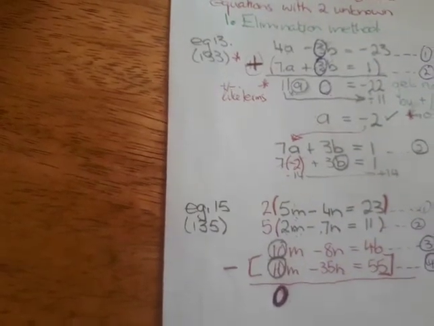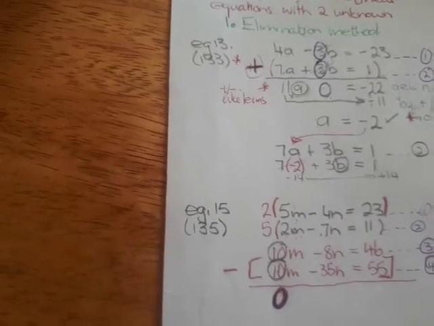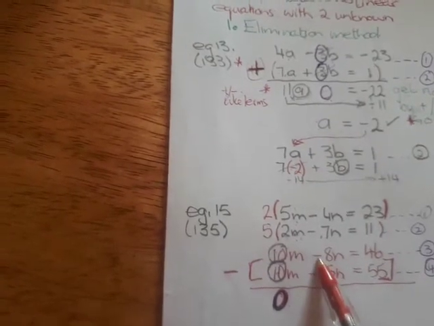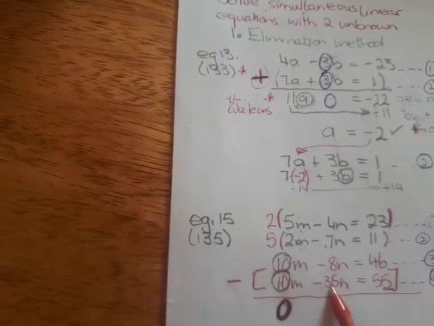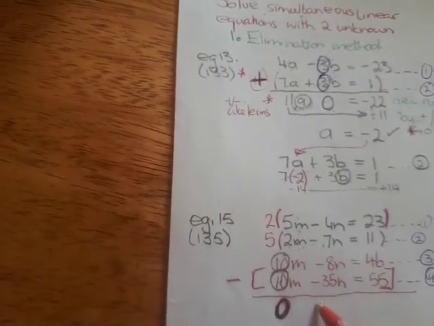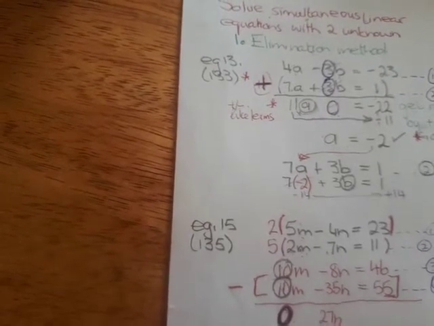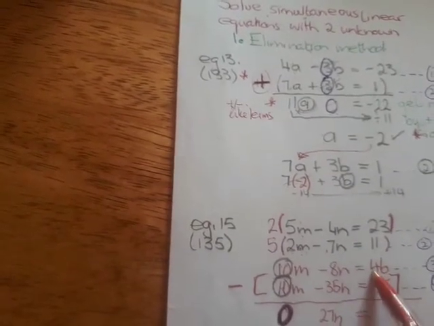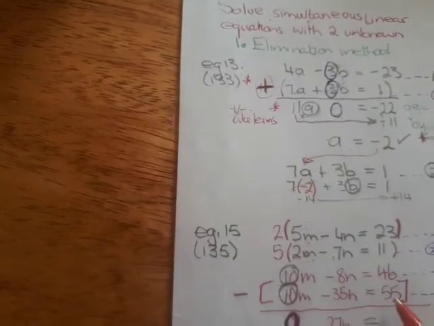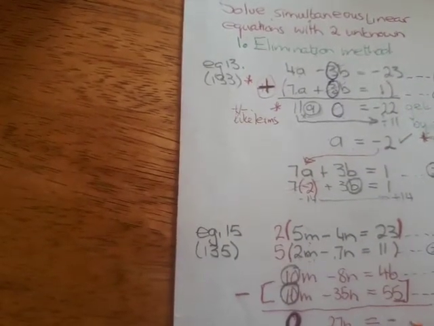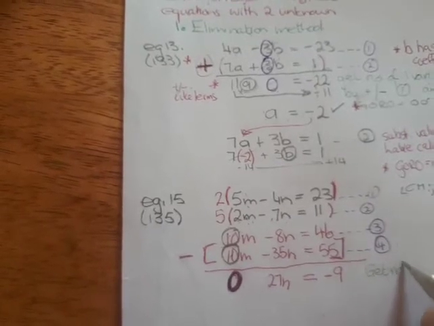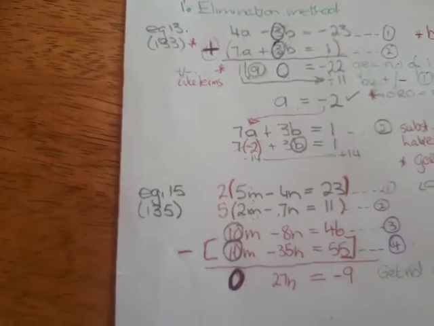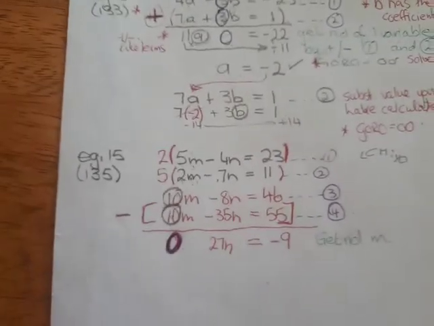And then you have to be fair, so we just go on. We have negative 8 minus 35, which gives me negative 27n. And on the right hand side, we've got 46 minus 55, which gives me negative 9. So once again, we got rid of the variable m. That is our aim with the elimination method.